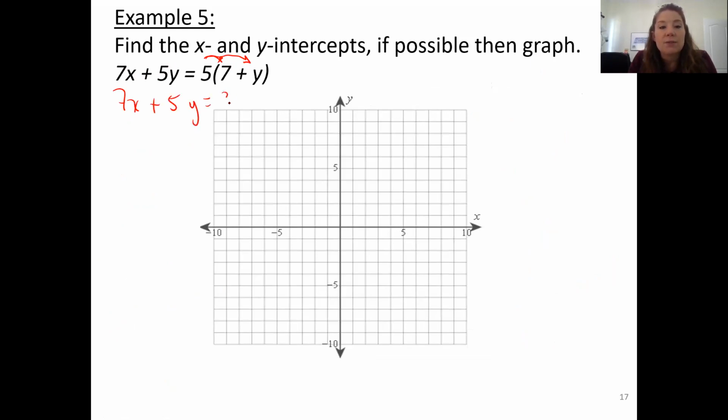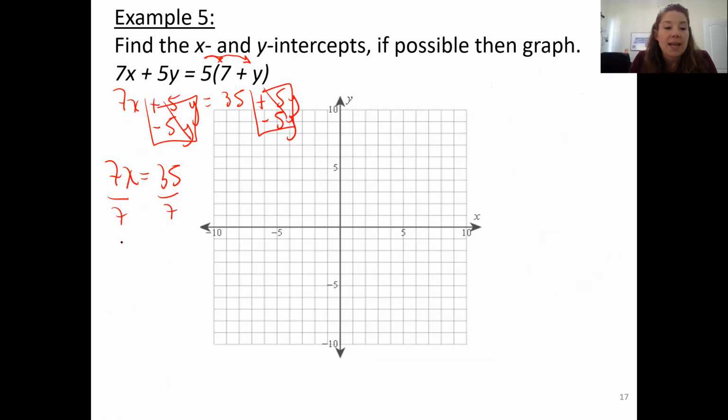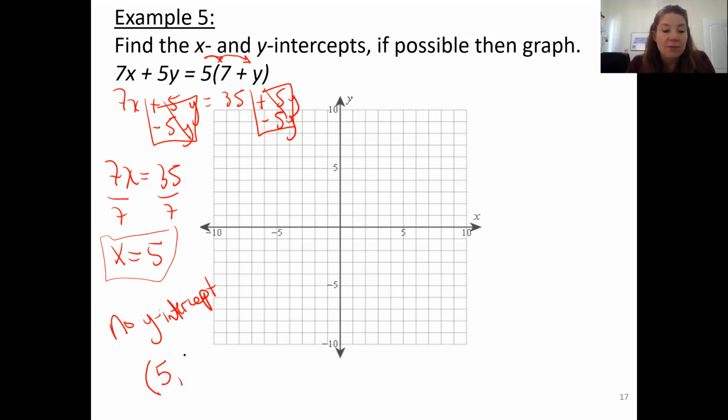So if you use the distributive property, this is going to be the same situation. On this one, we're going to cancel out the y values, right? Both of those cancel, and we end up with only an x. We divide by 7, x equals 5. Well, there's not a y in the equation, which means there is no y-intercept.